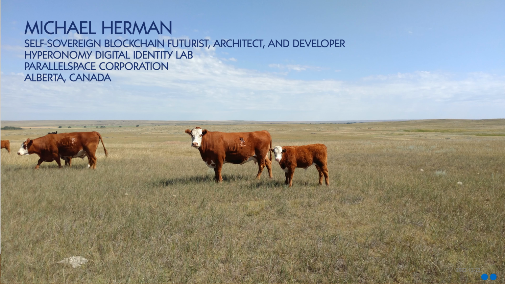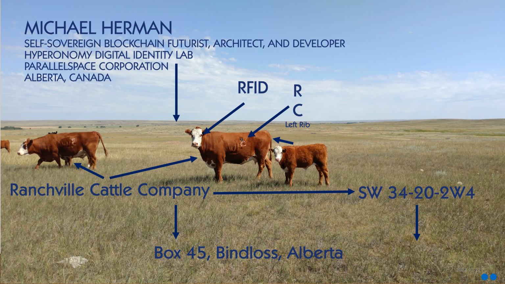My name is Michael Herman. I'm a self-sovereign blockchain architect, developer, and futurist. And I live on a cattle ranch in southern Alberta. And you might wonder what cattle ranches have to do with digital identity, but there's actually a fairly rich collection of attributes and connections and relationships that can be found on any farm.